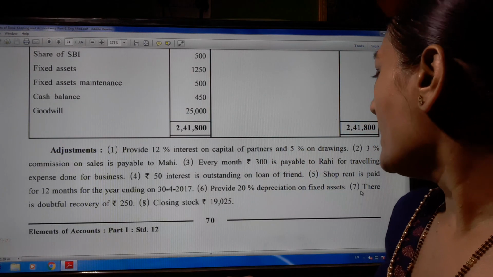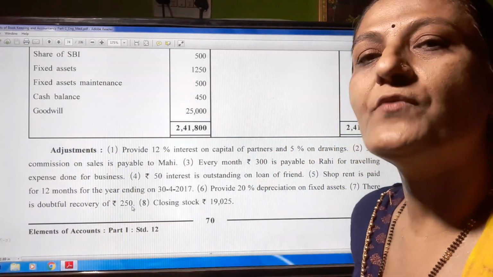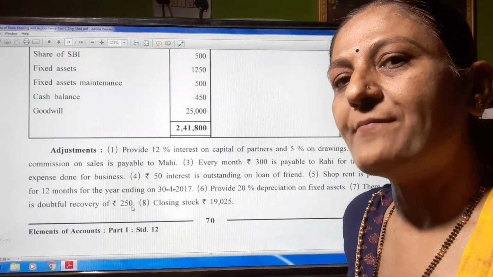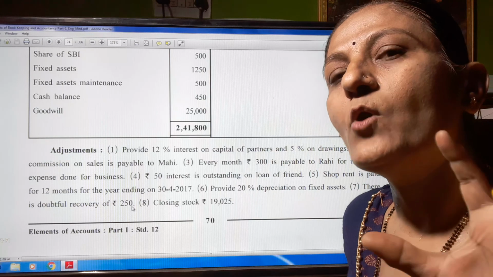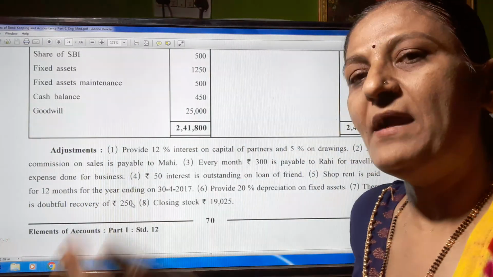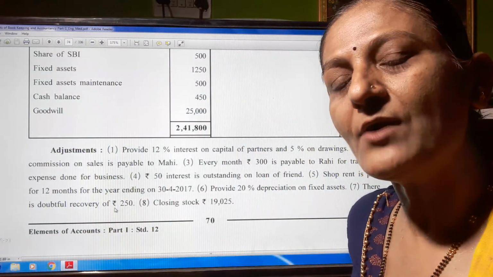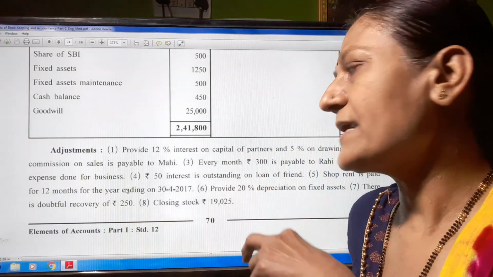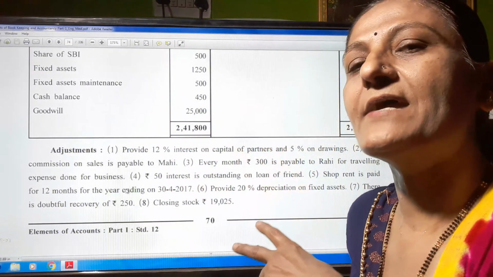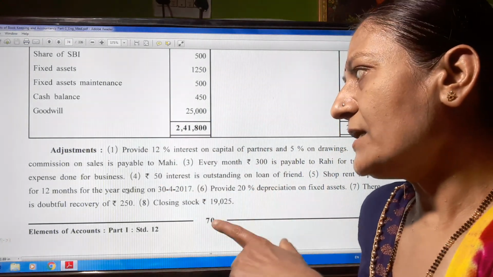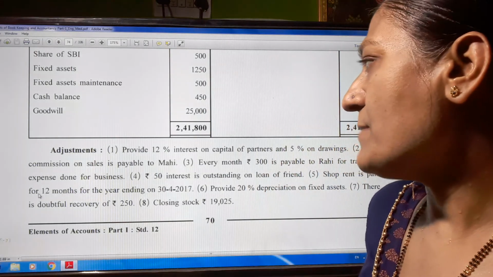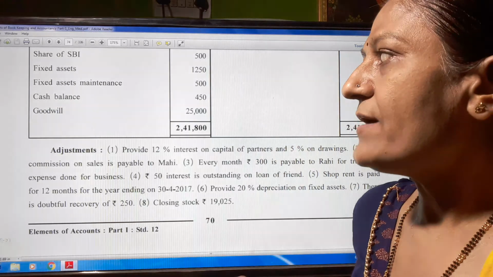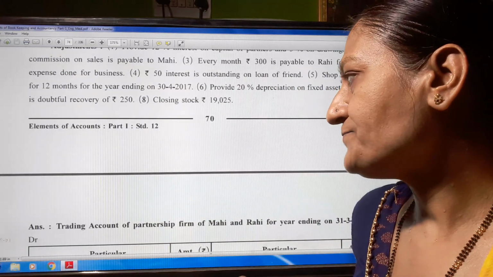Now the seventh one, there is a doubtful recovery of 250. This is bad debt recovery. Bad debt was already our loss, but now it is recovered, so it is an income for the partnership firm. So we write it on the profit and loss credit side. And the second entry is our asset, so we write it in the balance sheet asset side. And closing stock goes on the trading account credit side. This way all our adjustments are done.